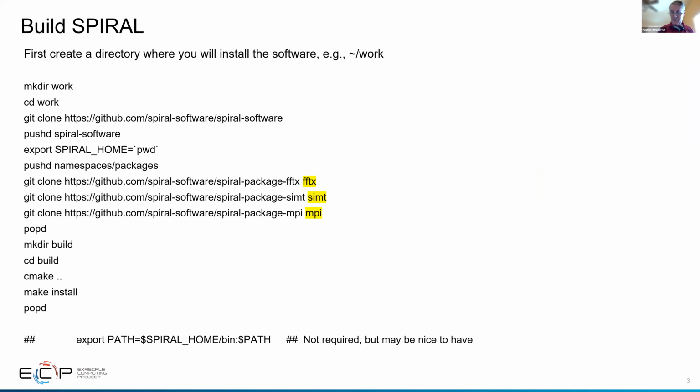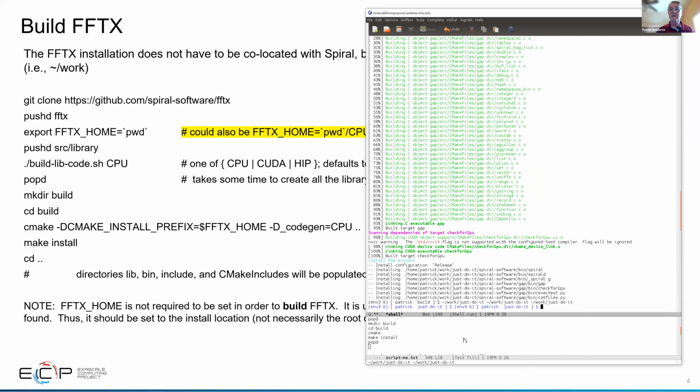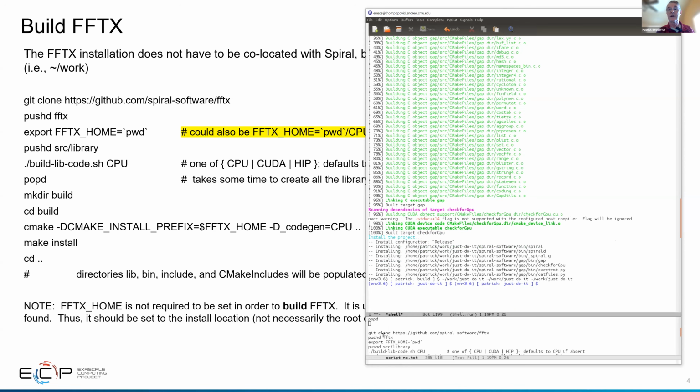Once it's built, I can now go ahead to the next phase of the install, which is to get the FFTX software and get ready to build it. And as we've seen, Spiral has completed. The installation of that is there.